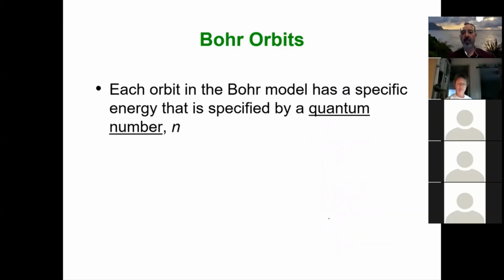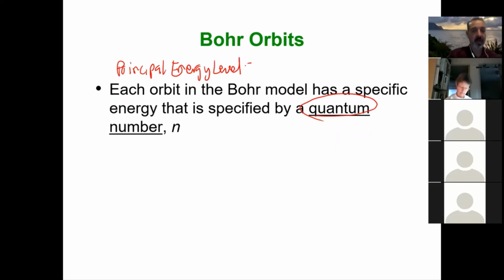Each orbit in the Bohr model has a specific energy, and we're going to call that the quantum number. I was referring to it all along as the principal energy level, which we were calling period or rows. So that quantum number is it. If you look at your periodic table, along the rows you'll see the numbers 1, 2, 3, 4. That's n equals 1, n equals 2, n equals 3.